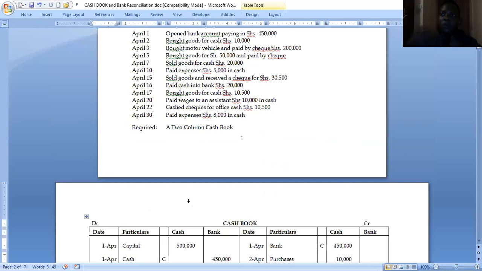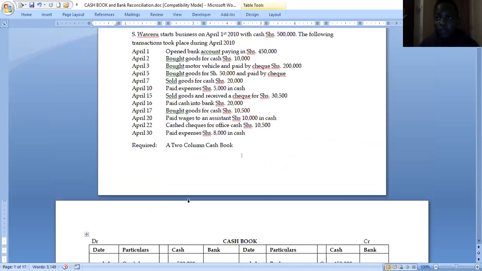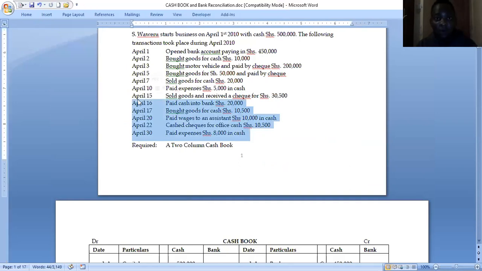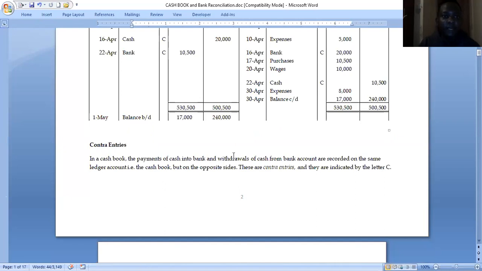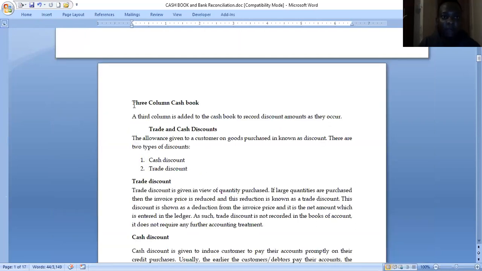With that, I hope you've understood the concept of posting into the cash book. It's simple and easy, just like any other account in the ledger. You debit and credit where appropriate. I will leave it for you to go through the notes attached to this video and repeat the procedure, and you'll be able to understand better. Let us move on to the next item, the 3-column cash book.